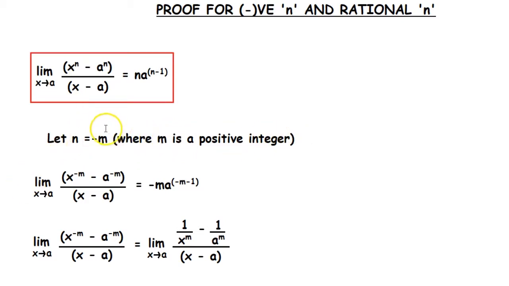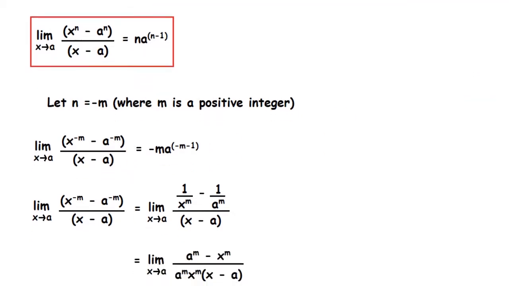So if this theorem is true for negative values of n, then we should get that the limit of x to the power minus m minus a to the power minus m divided by x minus a as x tends to a will be equal to minus m into a to the power minus m minus 1. So let's start with our left hand side here.